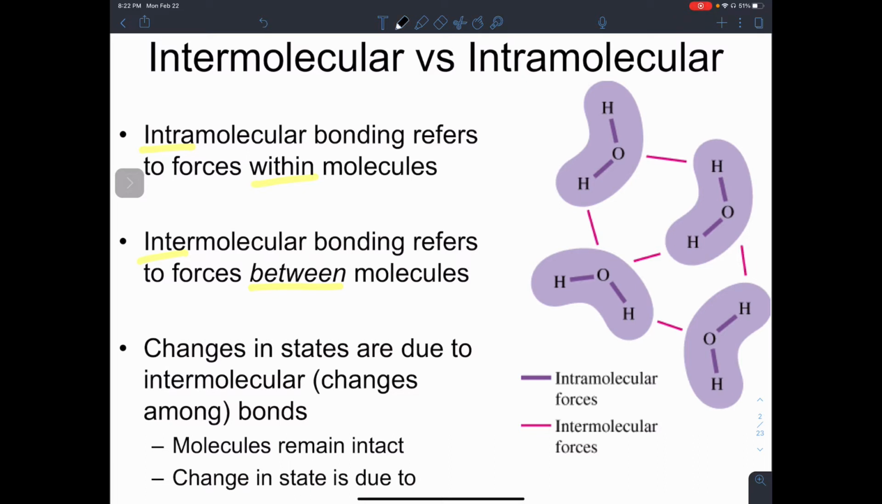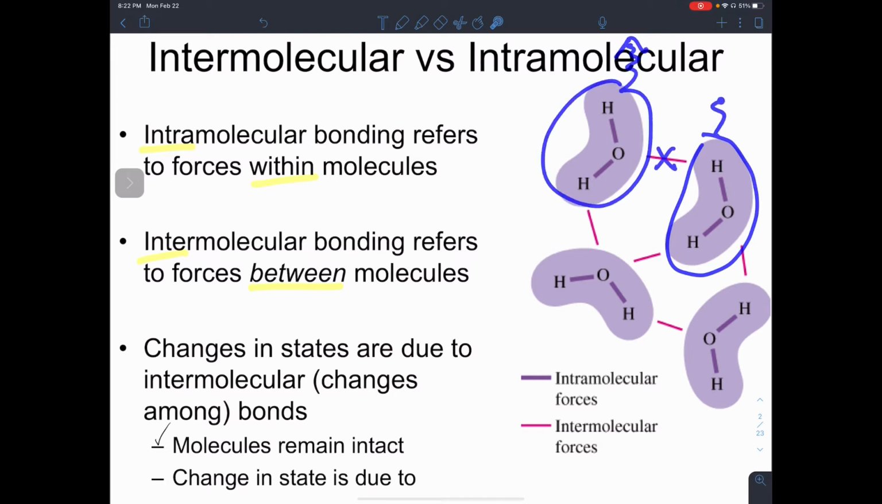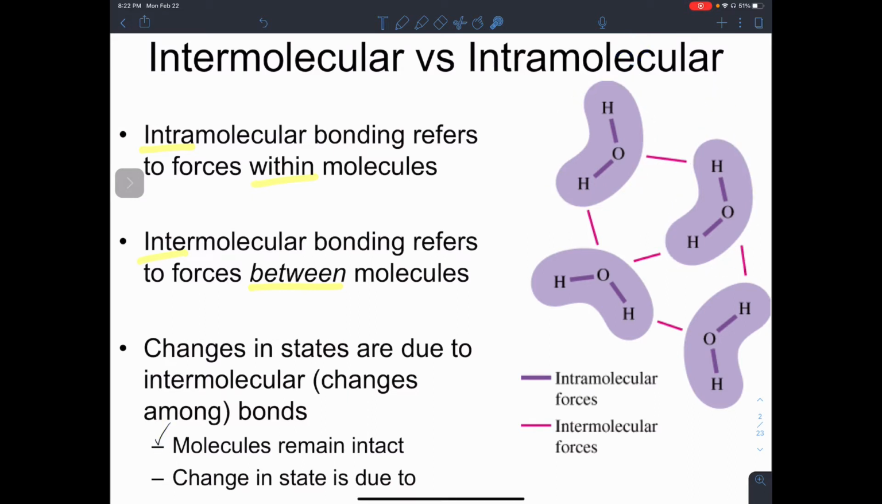When molecules change state, recall, they do stay intact, right? So it's not like when water boils, you make some free oxygen and some free hydrogen. That doesn't happen, right? When water boils, this molecule will separate from this molecule. They will both become a vapor, but they will still remain the intact molecule that is water. So changes in state are due to changes in the forces that are between the bonds. So they're actually quite important.